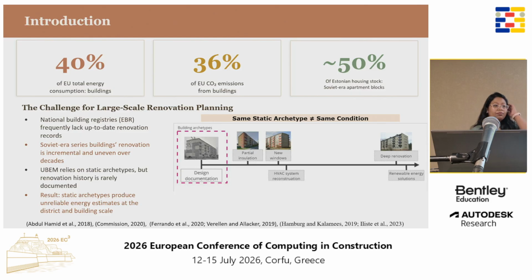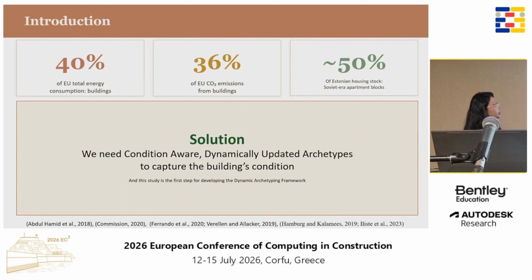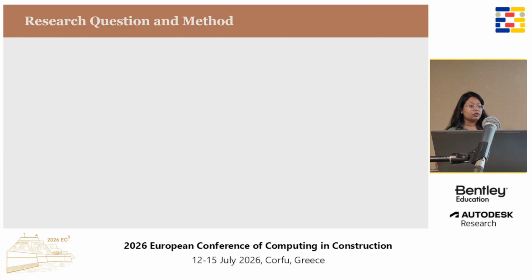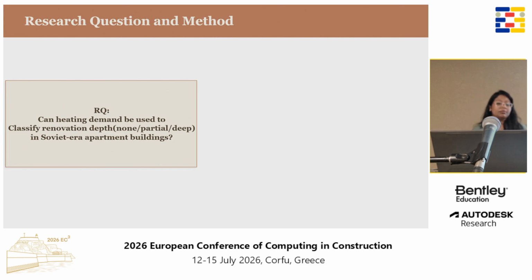To handle this problem, we are considering moving from a static archetype to a dynamic archetype. So what is a dynamic archetype? A dynamic archetype is a condition-aware, dynamically updated building condition model. This study is the first step of developing the dynamic archetype framework. That leads us to the research question: can heating demand be used to classify the renovation depth in Soviet-era apartment buildings?